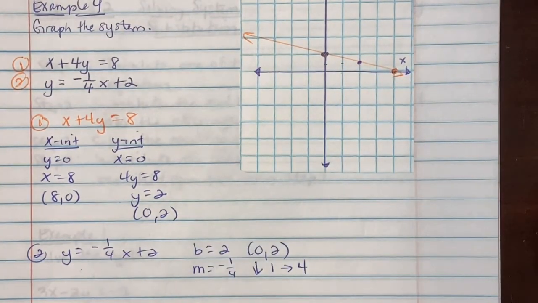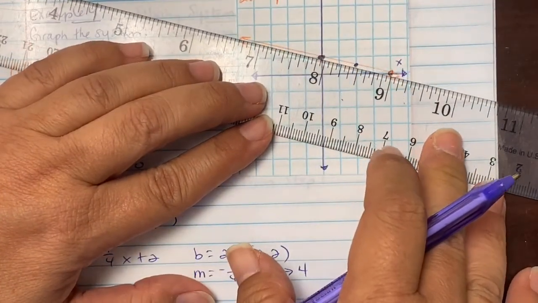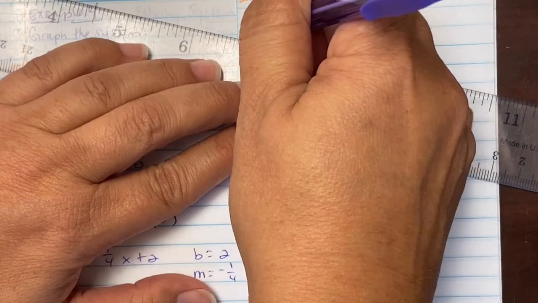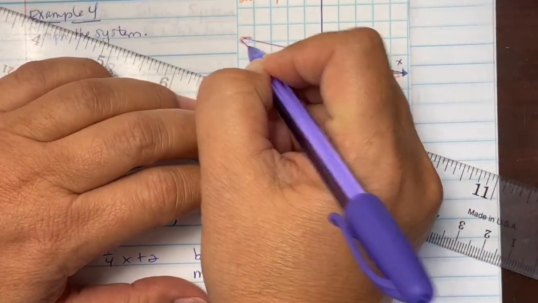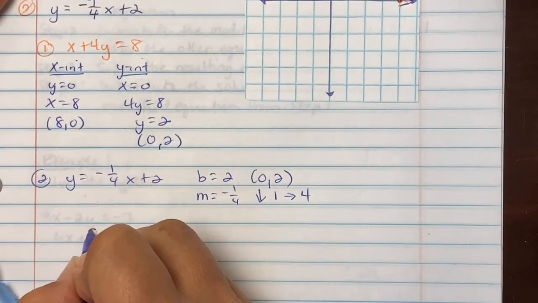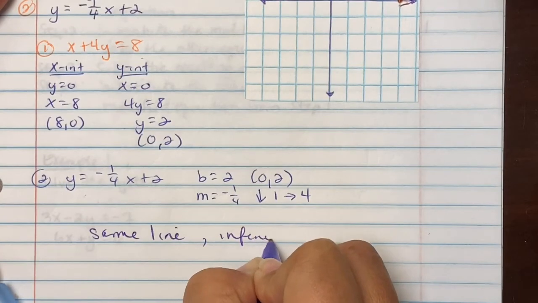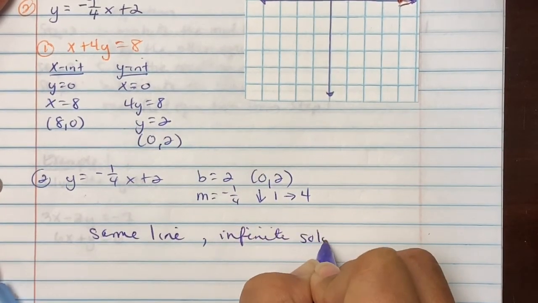Notice that it also intersected the same graph line. So when I sketch my line, you have coinciding graph lines, one sitting on top of the other. So it's the same line, which means infinite solutions.